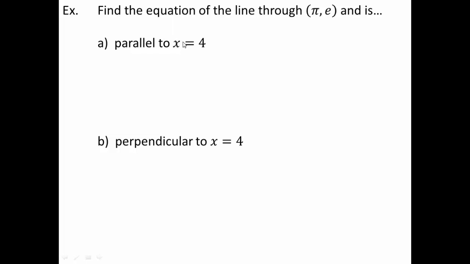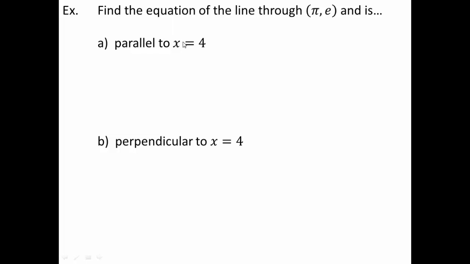Well, what is x equals 4? When I have x equals a number, remember, that's a vertical line. The slope is undefined. So if it's parallel to a vertical line, shouldn't it still be a vertical line? In other words, it's got to have the same slope. So if the slope of x equals 4 is undefined, then the slope of the parallel line will also be undefined. So I just need another line that's x equals a number.